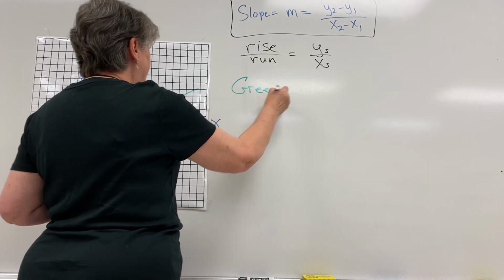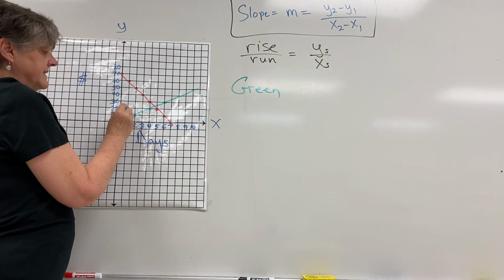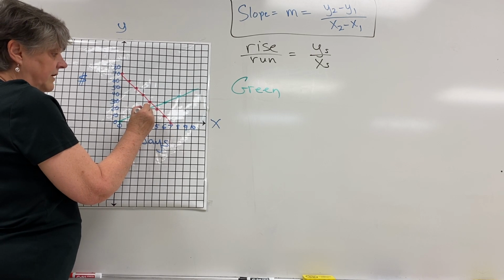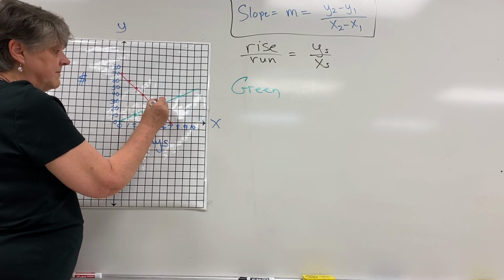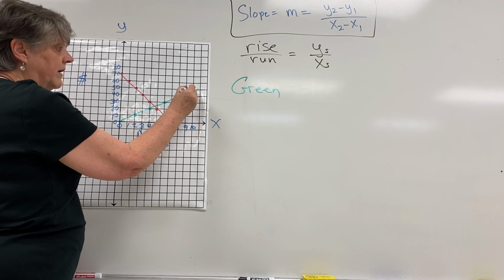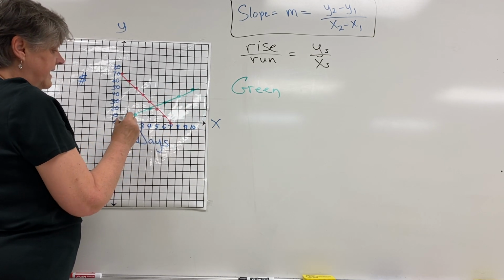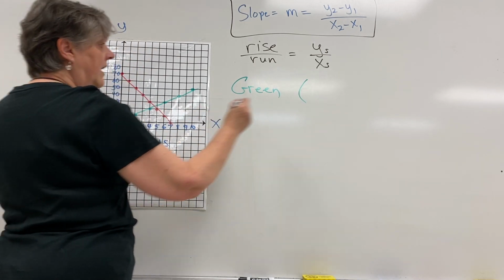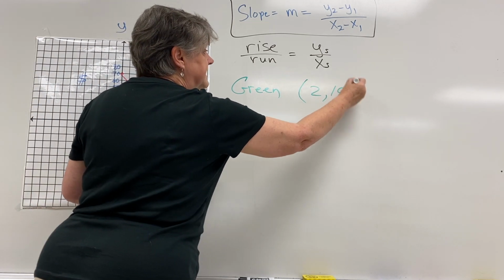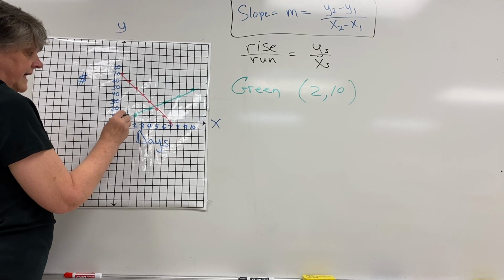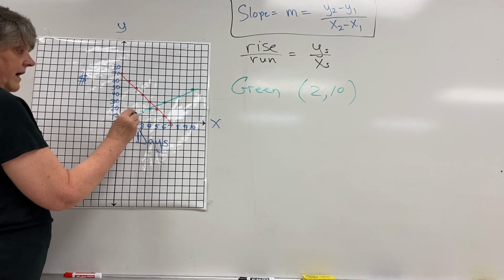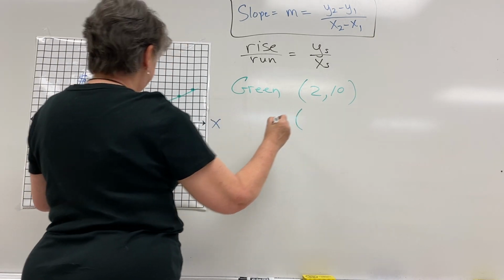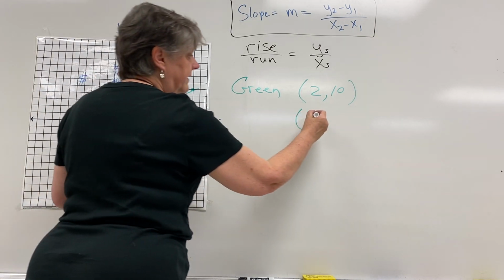So the green graph right here, I'm going to find 2 points, and I want to make sure that they intersect the grid lines. So I'm going to choose 2 points that intersect, and it doesn't matter which two, you'll still get the same one. Let me just do this one right here, and the ordered pair for that one would be 2, 10. Does everybody see how I got that? I said 2 is the x, and 10 is going to be the y.